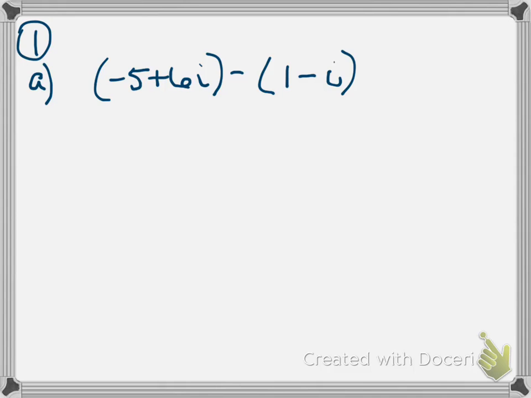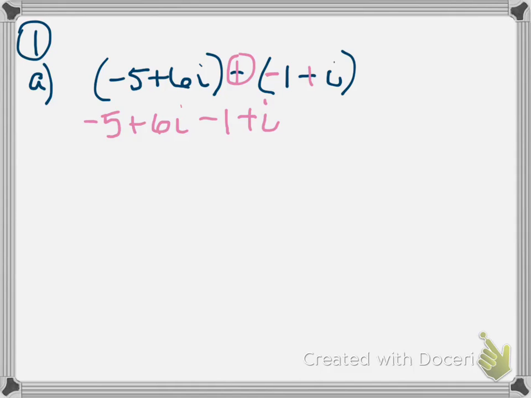So starting out, we are going to add, subtract, or multiply. So this is number 1, letter A. You just have negative 5 plus 6i minus 1 minus i. Because we have this minus here, we change that to a plus, and then everything that comes after it in the parentheses, we change the sign. So we make that 1 negative and that i positive. Now I can drop the parentheses, so I have negative 5 plus 6i minus 1 plus i.